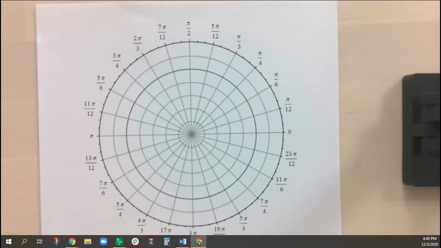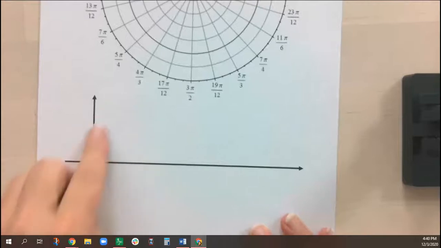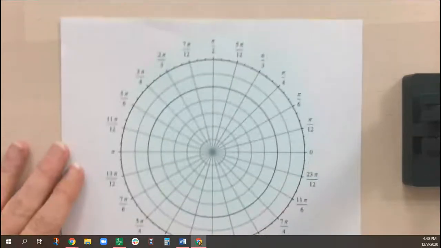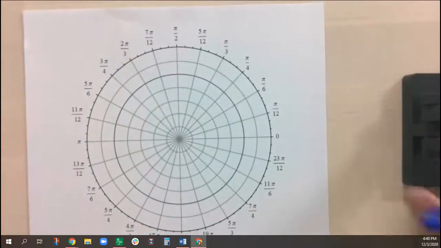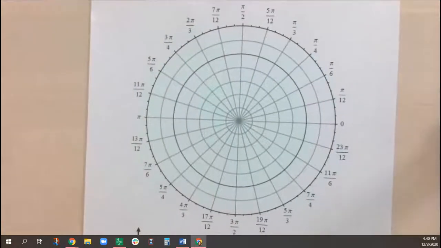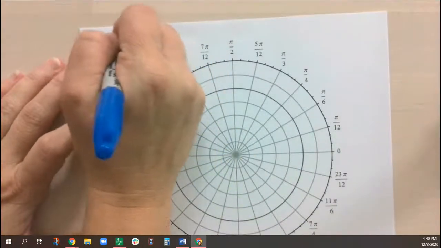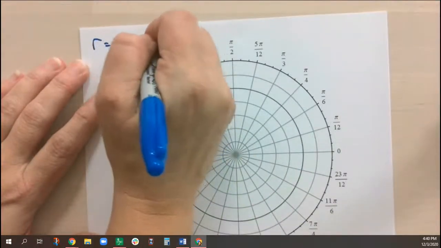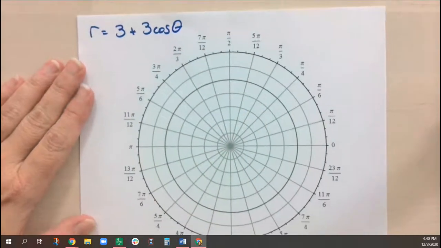So in your packet, you should have some grid paper that has polar grids on it, and then also has an XY axis located down below. These are the ones we're going to use to sketch our polar graphs. And we're going to start with the polar equation r equals 3 plus 3 cosine theta. R equals 3 plus 3 cosine theta.